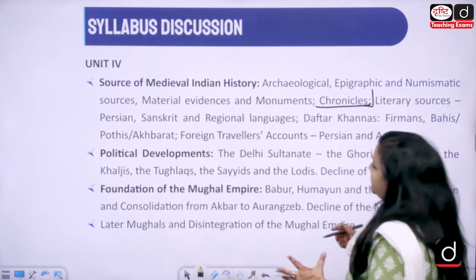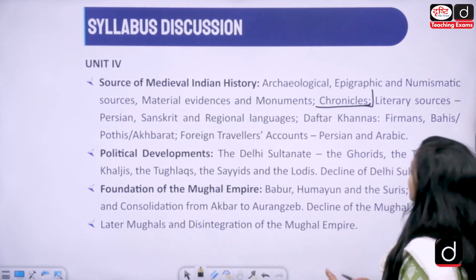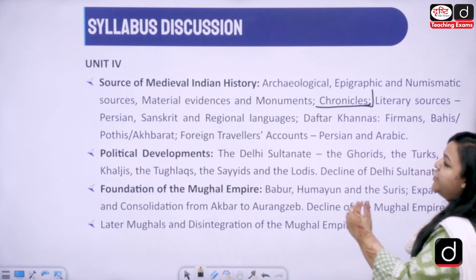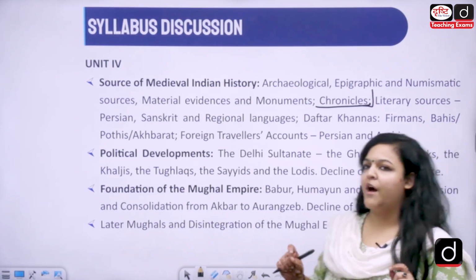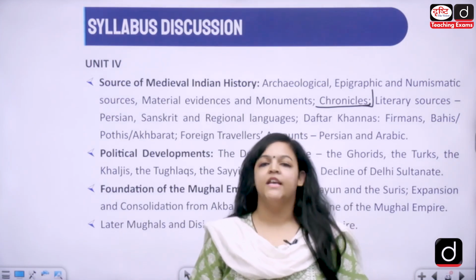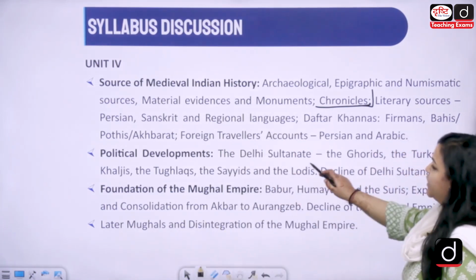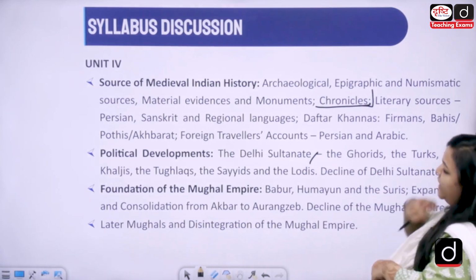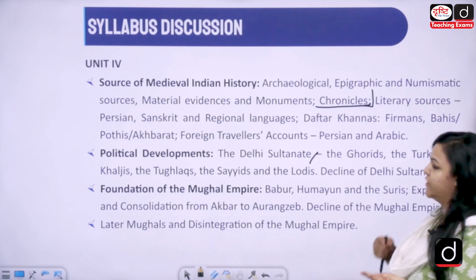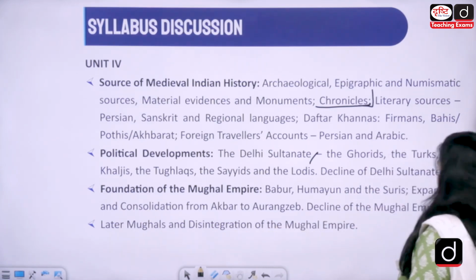Okay. Apart from this, we have daftars, farmans, bahis, akhbarat, foreign travelers, etc. So all of this will be done in detail. Now, Unit 4 is actually all about the political developments of the different dynasties which had existed in medieval India. Okay. So first of all, we start with Delhi Sultanate. Okay. Then we move on to the Mughal Empire. We will focus on the expansion and consolidation. All right. Then we move on to later Mughals and the disintegration.